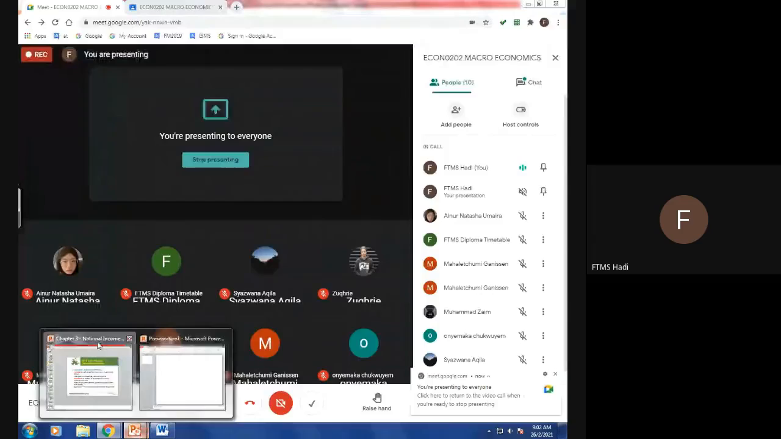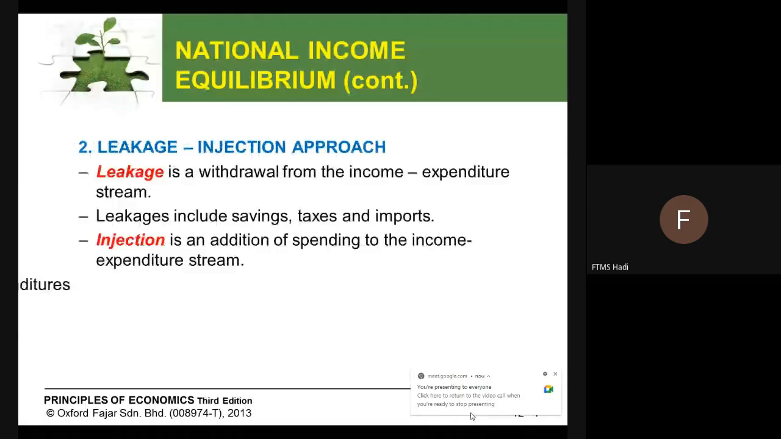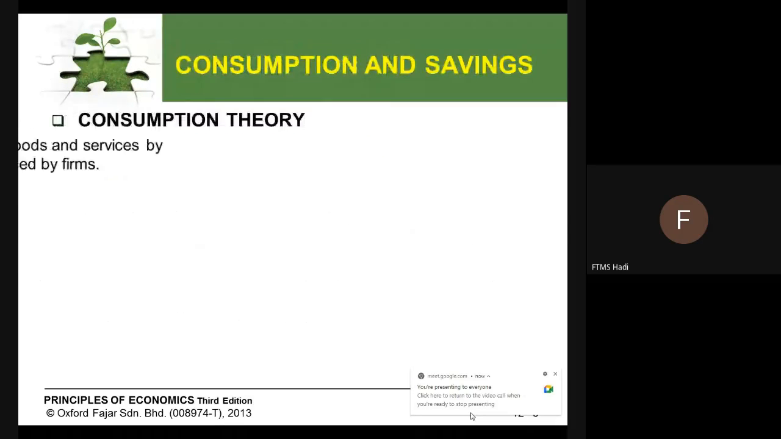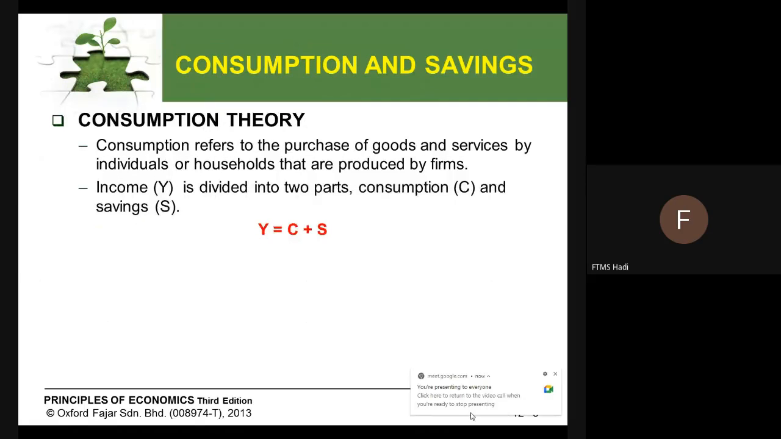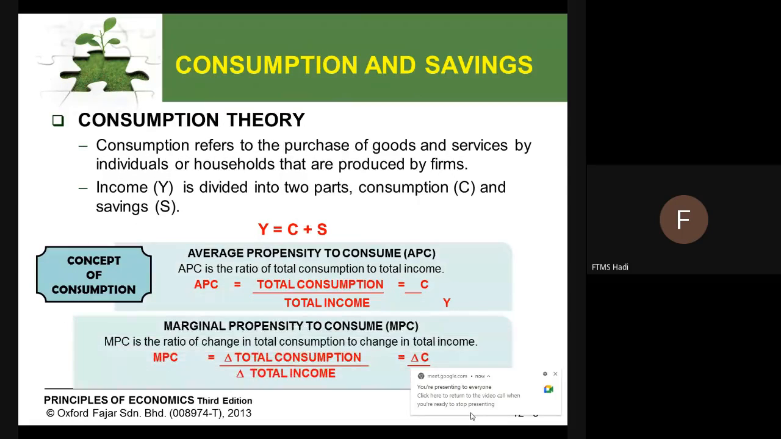Next, okay, the third one is consumption versus saving. This is focusing on aggregate, individual aggregate. Consumption refers to the purchase of goods and services by individuals or households that are produced by firms. Income Y is divided into two parts: consumption and saving. So the income that you get equals consumption, that means you're spending, and then you're saving. Saving is the money that you want to save for your future.